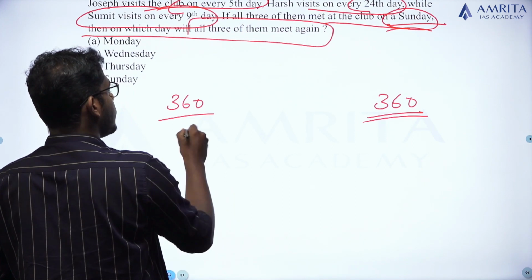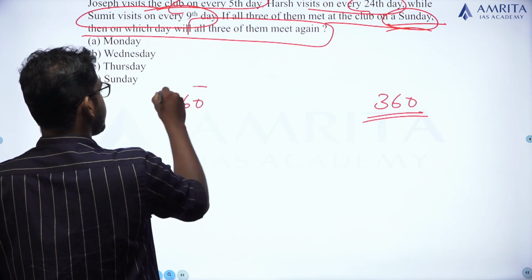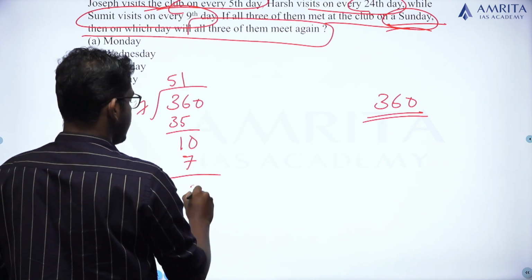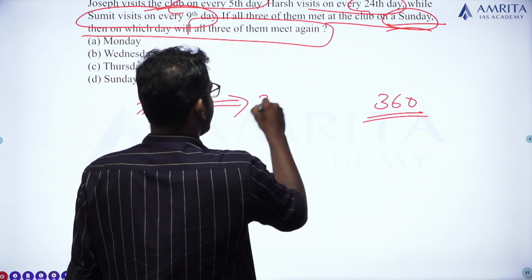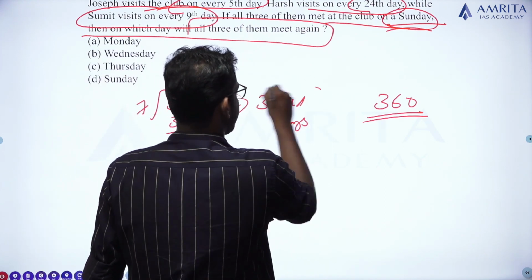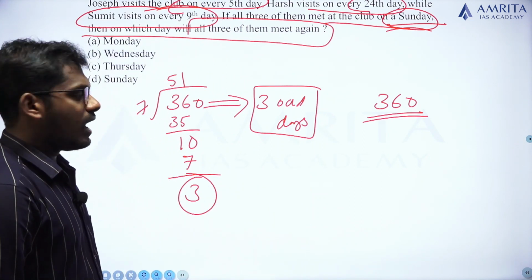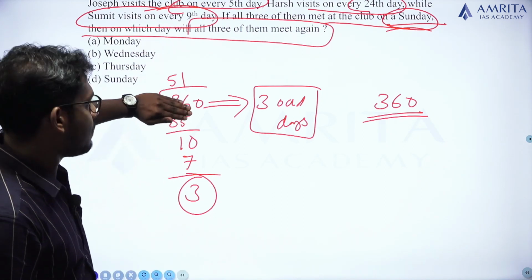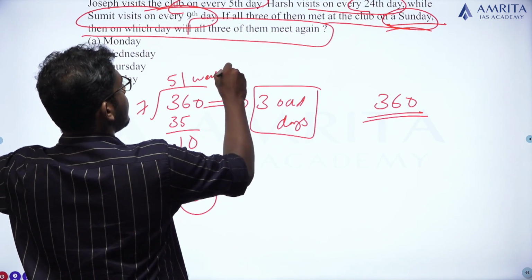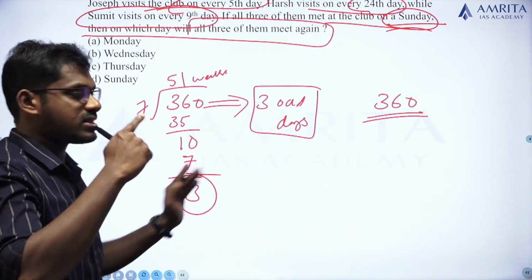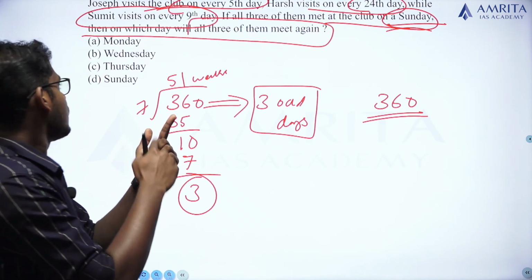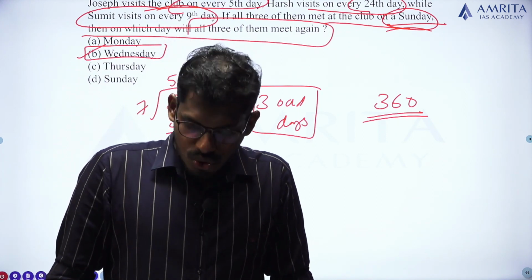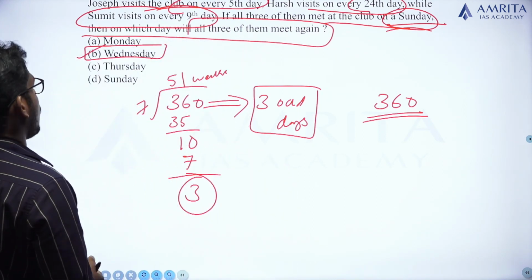So how many odd days does day 360 contain? 7 times 5 is 35, 7 times 51 is 357, leaving 3. So day 360 contains 3 odd days, after completing 51 weeks plus 3 odd days. After completing 51 weeks, the same day, that is Sunday, falls. Then the next 3 odd days: Monday, Tuesday, Wednesday. So they will meet again on Wednesday. Clear? So the answer for this question is option B.